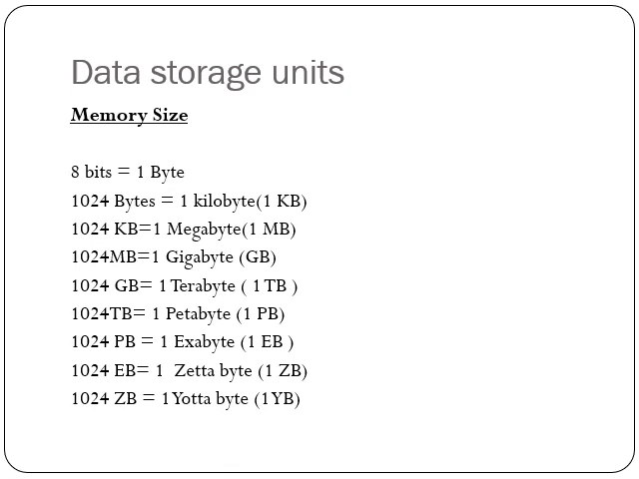Now let's have a quick look. 8 bits is equal to 1 byte. 1024 bytes is equal to 1 kilobyte. 1024 kilobytes is equal to 1 megabyte. 1024 megabytes equal 1 gigabyte. 1024 gigabytes equal 1 terabyte. 1024 terabytes equal 1 petabyte. 1024 petabytes equal 1 exabyte, and 1024 exabytes equal 1 zettabyte. 1024 zettabytes equal 1 yottabyte.